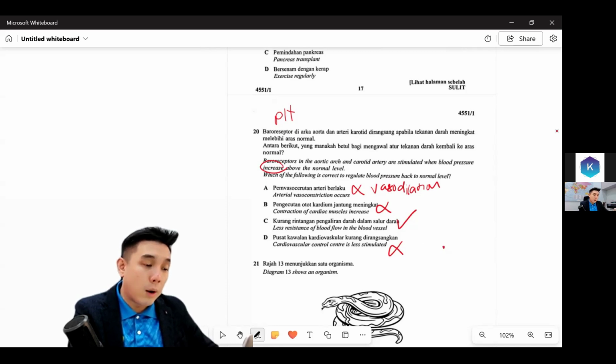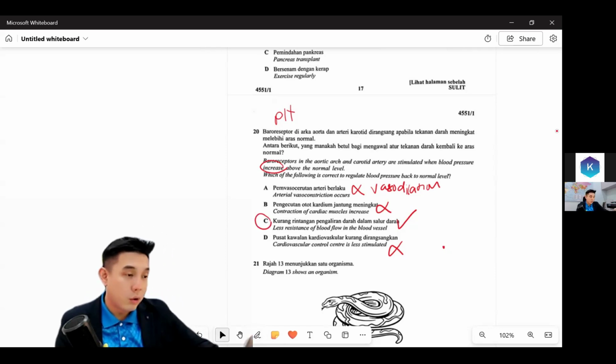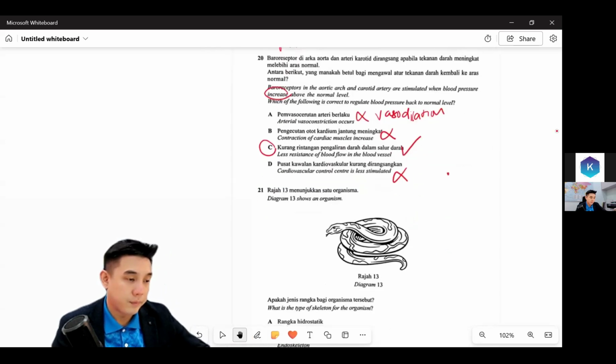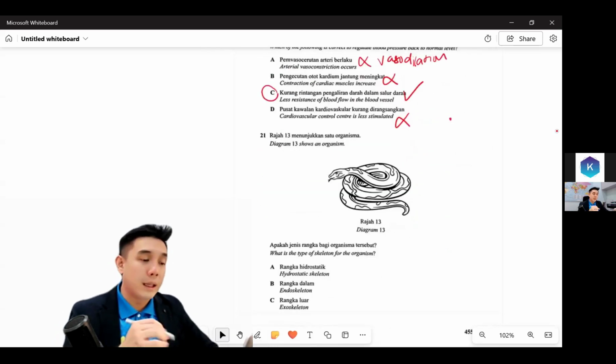So the correct one is less resistance to blood flow. Less resistance to blood flow. Cardiovascular center is less stimulated. Okay. All right, number 21.